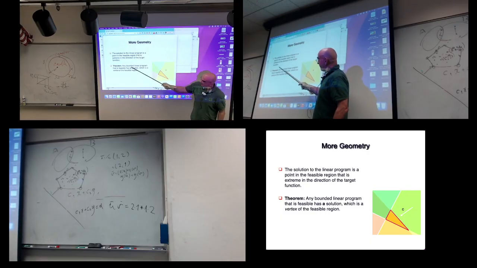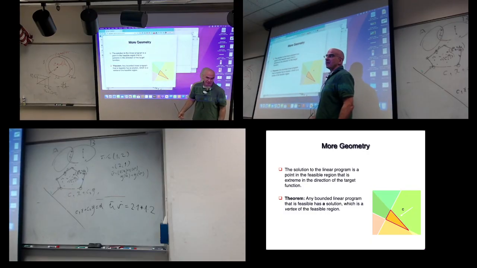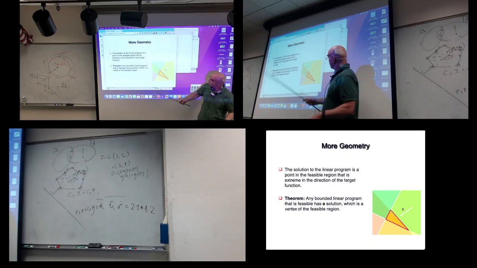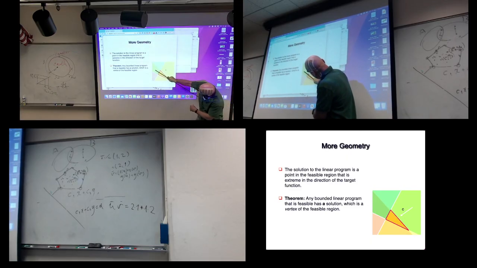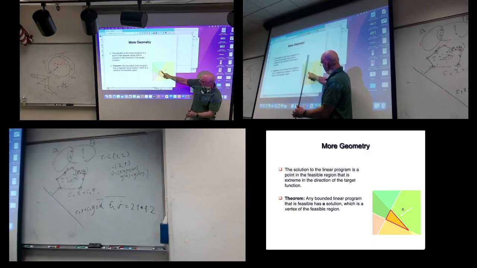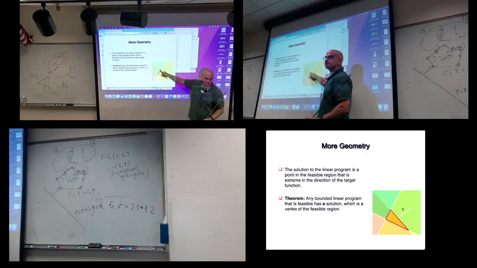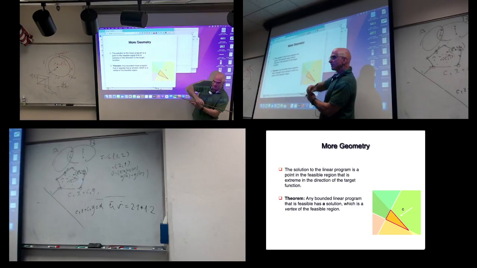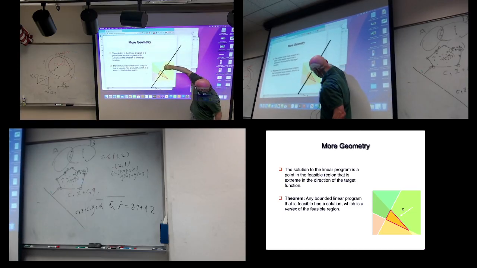Why do I say A here and not V? Because the solution might not be unique, depending on which direction I'm going to. If C is pointing this way, then this vertex is good, this vertex is good, and every point in between is good. That's if my line is moving parallel to this edge.